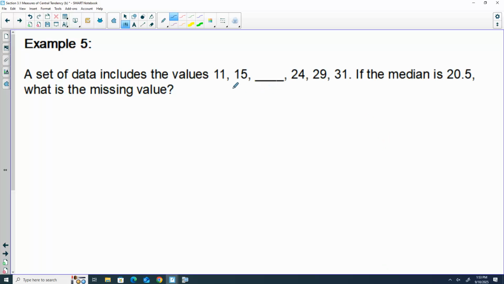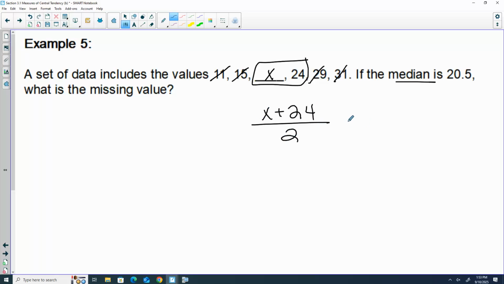So, let's look at this problem. A set of data includes the values 11, 15, blank, 24, 29, 31. If the median is 20.5, can you find the missing value? Okay. How do we find the median? What does median mean? You're thinking mean. The middle two. Median is the middle. So I do have them in order already. So my median would be these two. Okay, so let's call this x for a second. We've all done algebra. Add them up, divide by 2, and what does that have to equal? 20.5. Multiply over the 2. Subtract 24, and we get 17.